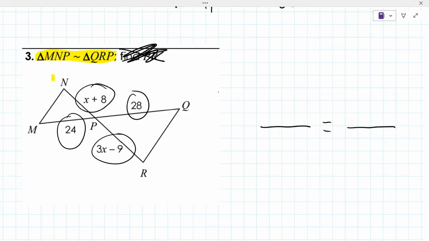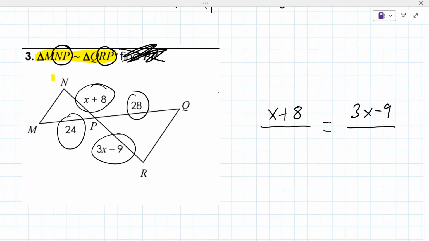We'll go on the bottom right side. Let's just start with x plus 8. That's what I just have. We're just gonna put x plus 8 there. So that's NP. So what does that go with on the other triangle? What two letters? Wait, that was RP. NP goes with RP. So that's 3x minus 9. That'd be on the top.